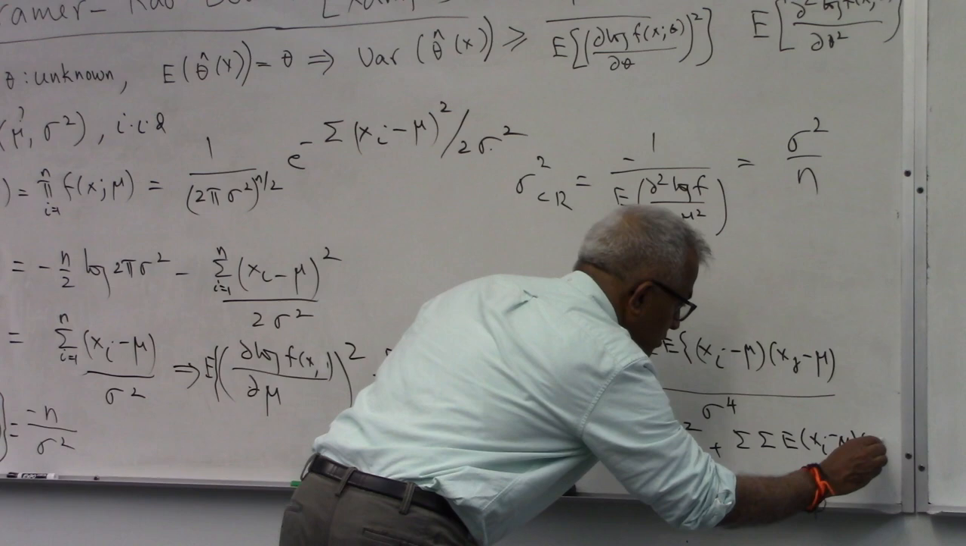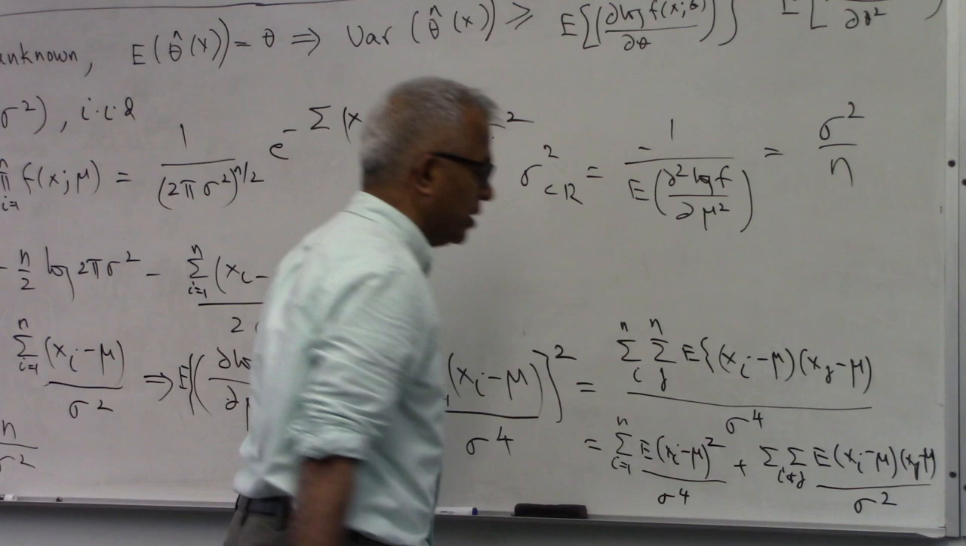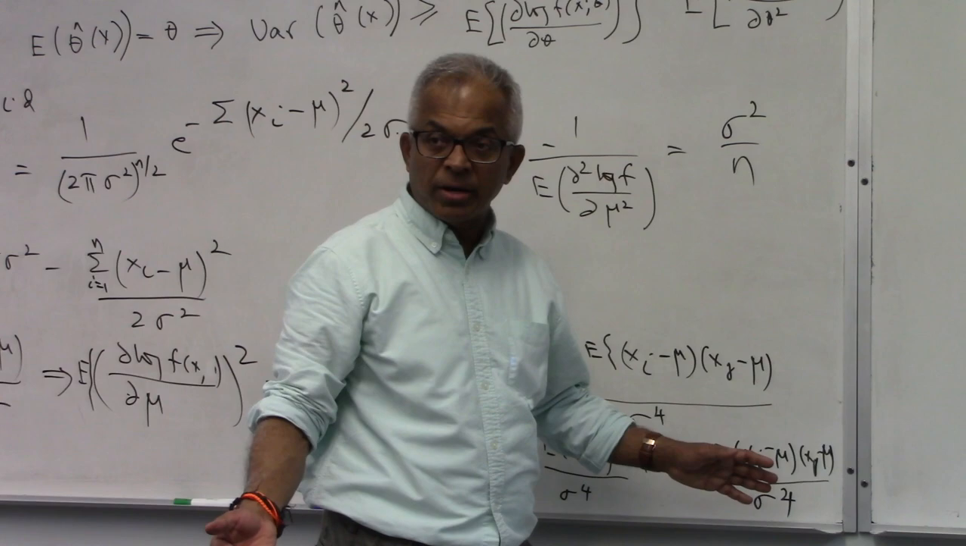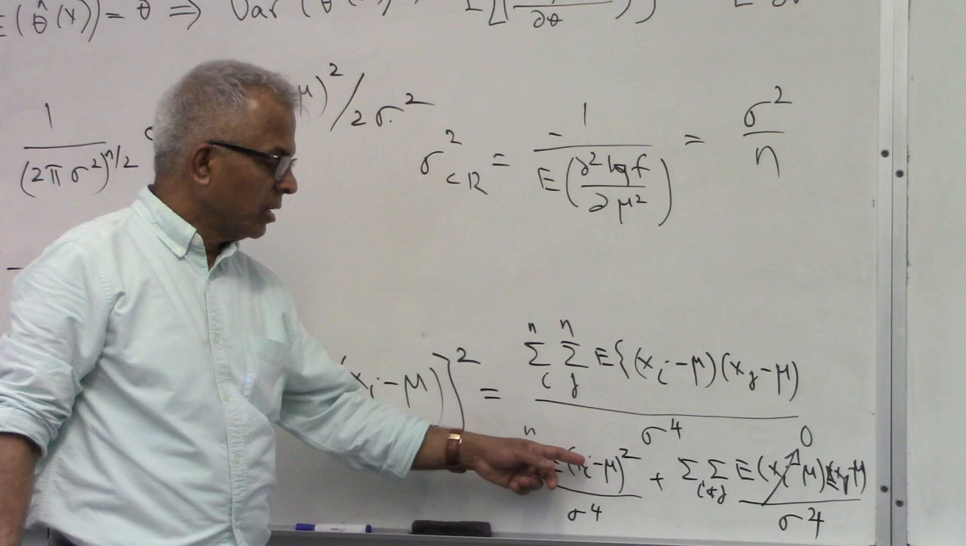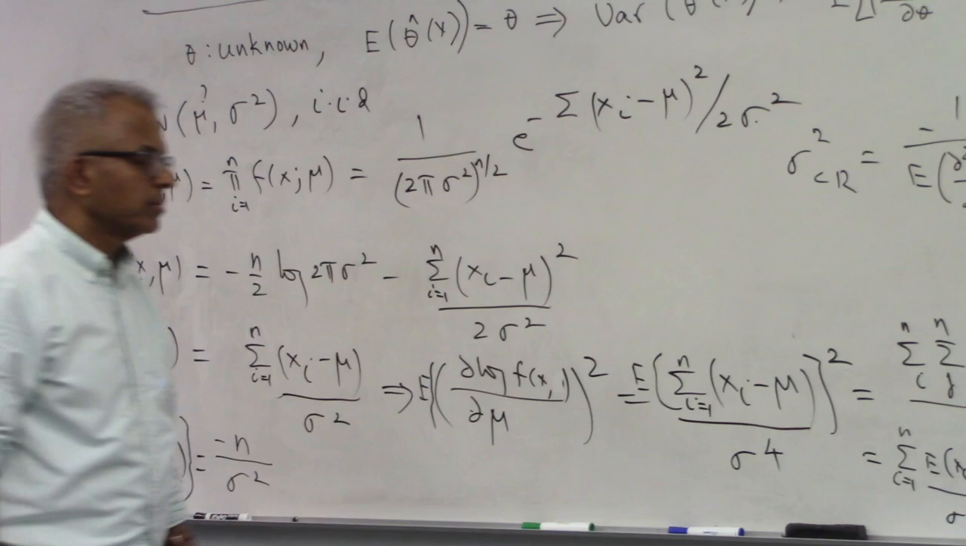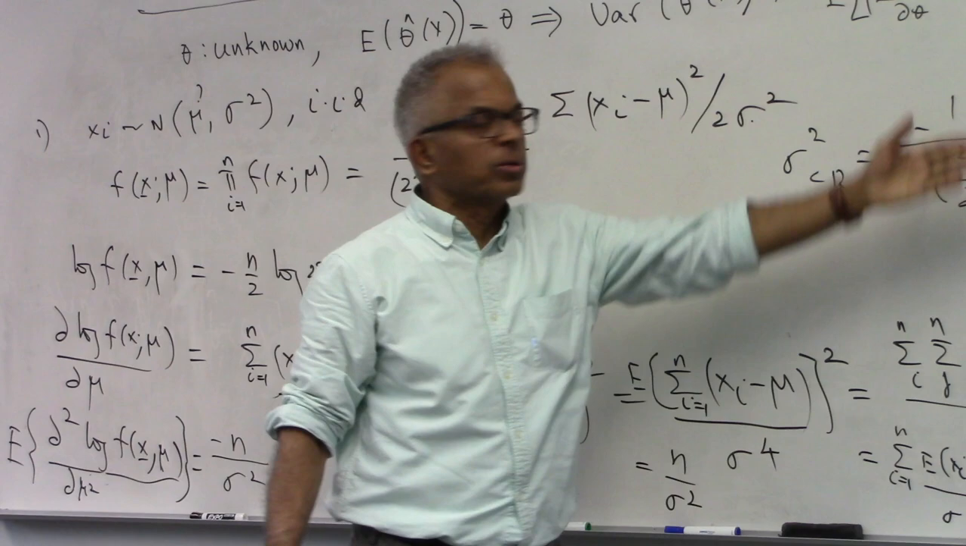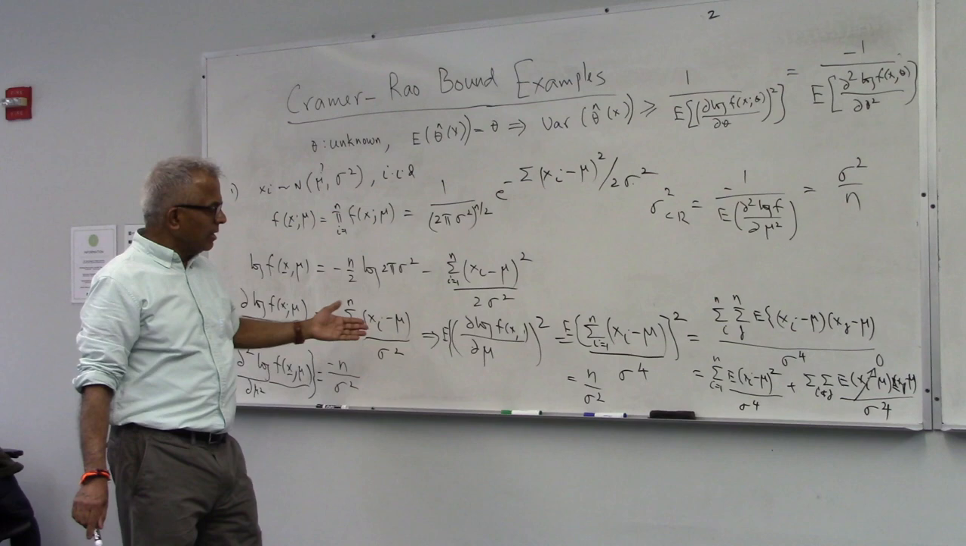What is the answer on the second one? That's zero, because when i is not equal to j, they are independent, so the expected value of the product is the product of the expected values, and each is zero. For the first, each term is sigma squared, so n times sigma squared, and sigma squared cancels, giving n over sigma squared, the same as before. When you flip it, you get sigma squared over n. You don't have to do both ways. I just did it because it's the first problem. Sometimes one is easier than the other. Most of the time, the second derivative is easier.